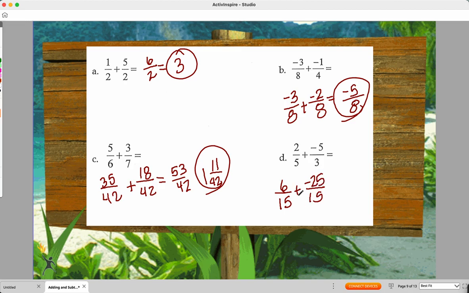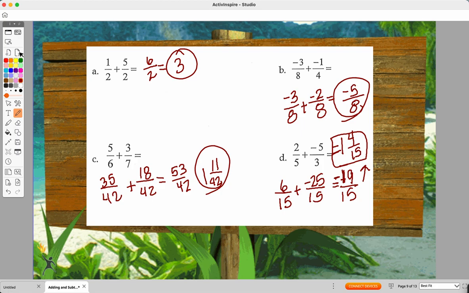Now we're going to think, okay, it really means subtract. So 25 minus 6 is 19, and the greater absolute value is 25, so that's going to be negative 19 over 15. And then we have to simplify it down to -1 4/15. When you have a mixed number, your negative always lives out in front of the whole number, okay?